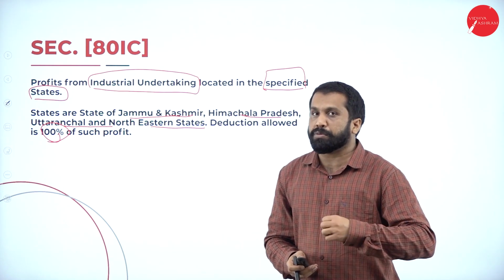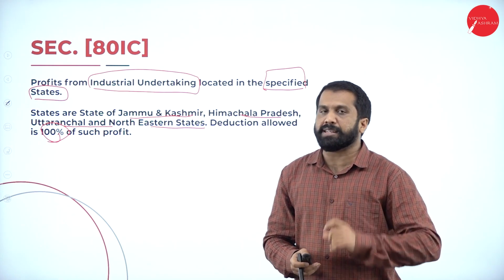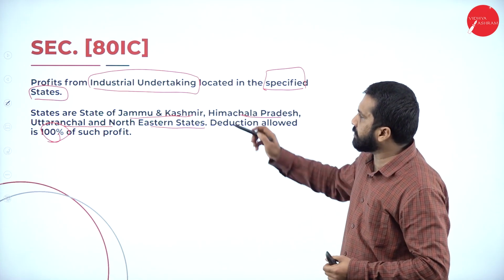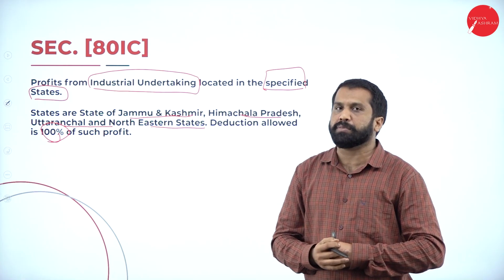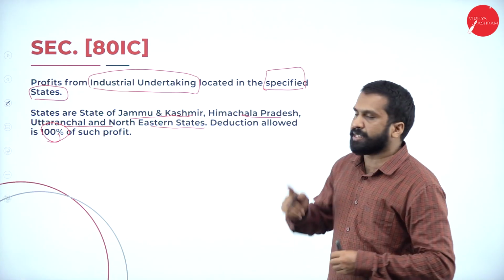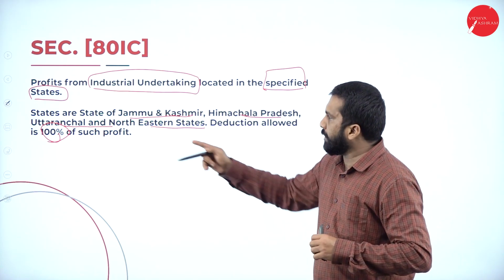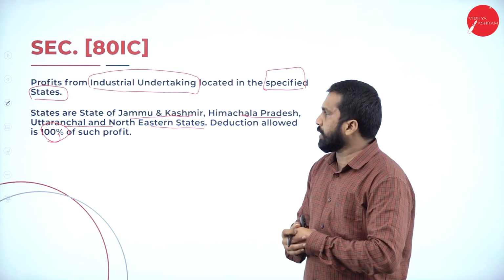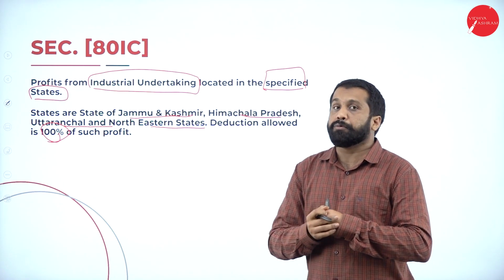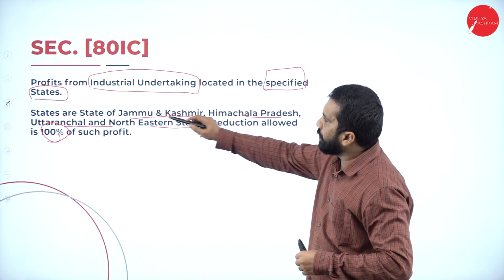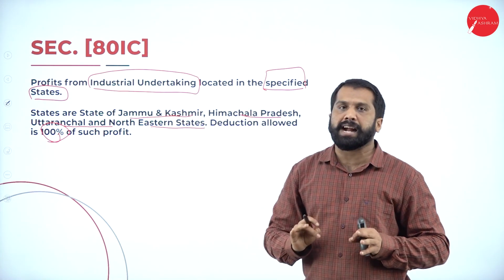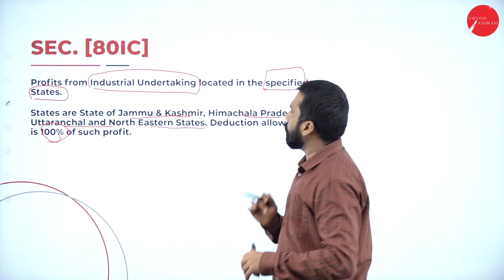The government wants to develop those particular places. That is the reason the government says that you come and start business in Jammu and Kashmir. You come and start business in Himachal Pradesh. You come and start business in Uttarakhand and northeastern states. We will promote you. How will you promote us? The government will give 100% deduction of tax. Hope you are clear.